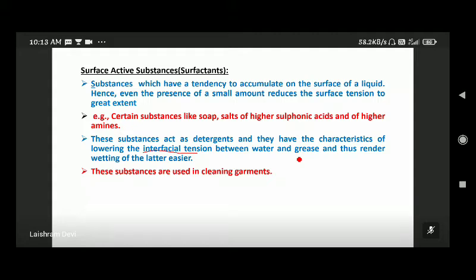What happens in interfacial tension is, suppose we have a beaker, okay, and the lower part of it is, suppose, oil. It is difficult to write here, but this is oil. On this side, suppose this is water. This is water.